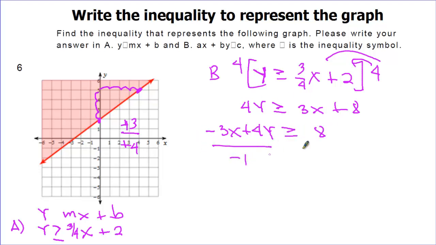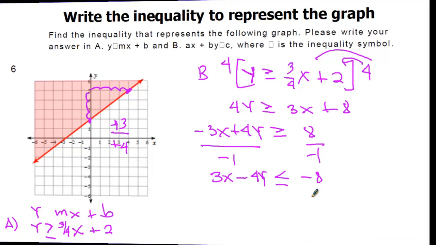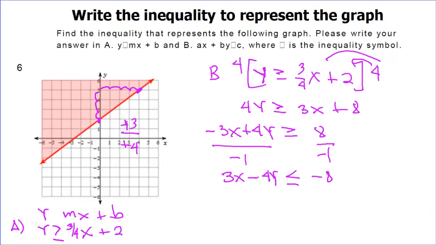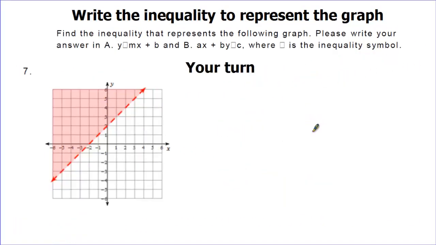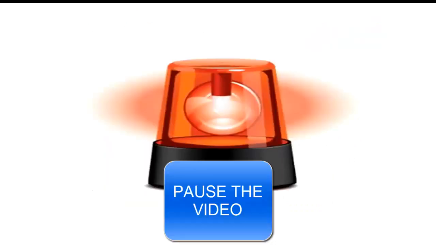Divide both sides by negative 1. So we have to reverse our inequality. Negative 3x over negative 1 is positive 3x. 4y over negative 1 is negative 4y. 8 over negative 1 is equal to negative 8. Alright, so for number 7, I need you to pause the video and find the inequality that represents this graph.